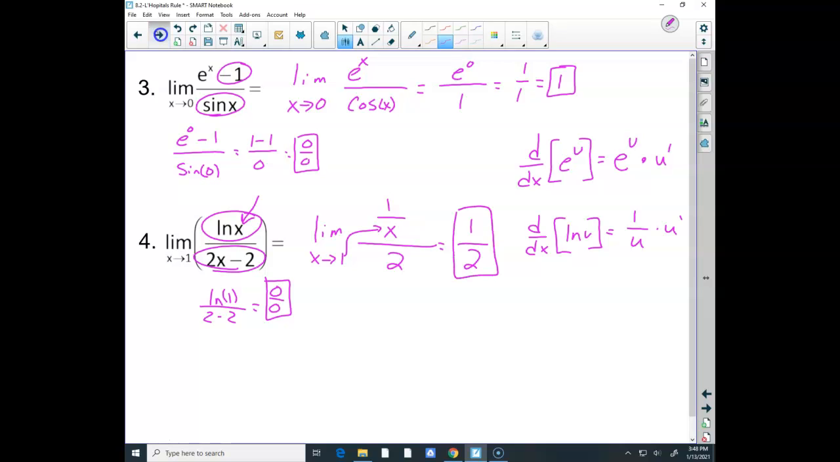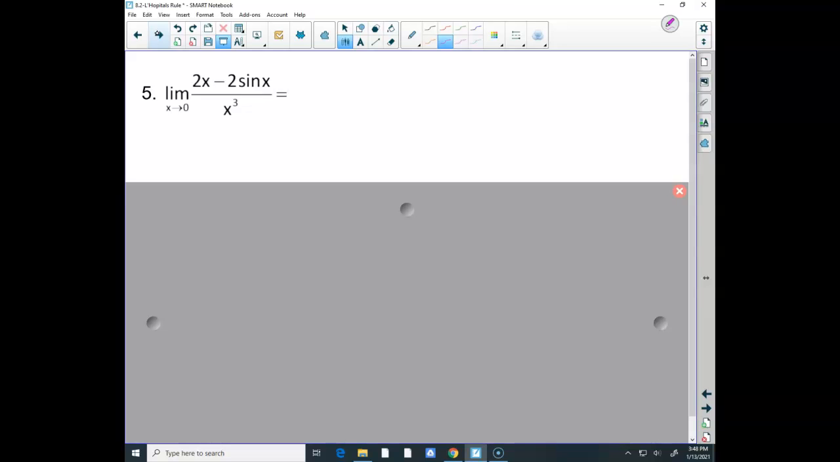All right? And moving right along, number 5. Number 5 is going to say, well, now I have to plug it in. So that's going to be 0 minus the sine of 0 is 0 over 0. Oh boy, so I get 0 over 0. L'Hopital's rule applies. So I need the limit as x approaches 0. Well, the derivative of my top is going to be 2 minus, derivative of sine is cosine, so that's 2 cosine x all over 3x squared.